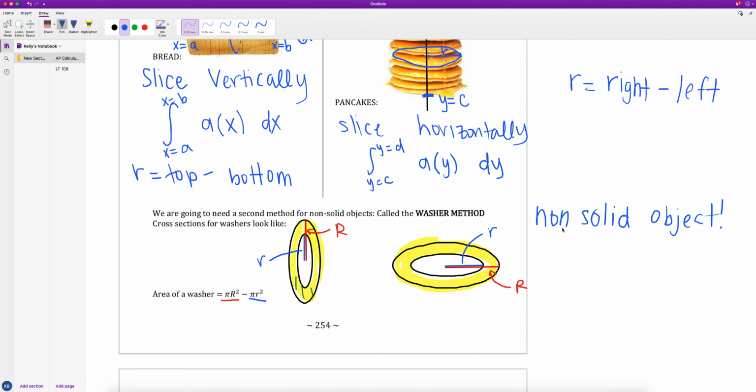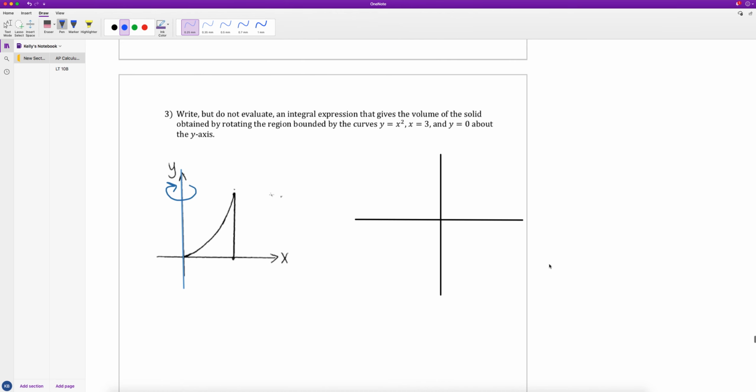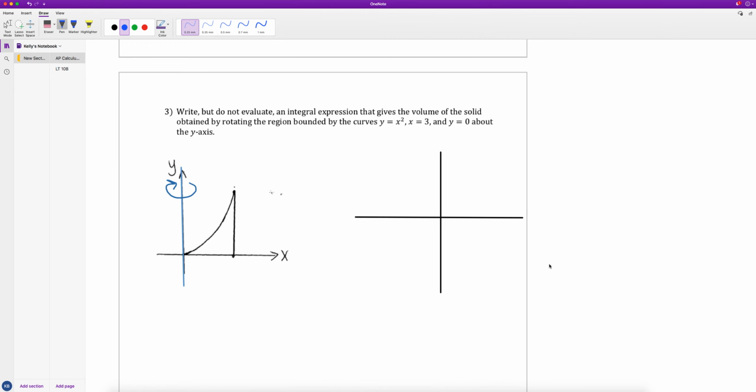So anytime I have a space there. If I have my region that I'm rotating and it's not completely bounded by the axis of revolution, then I'm going to get this in-between, donut-like shape because I'll have a hole going through the middle. Let's look at an example of what one of those graphs would look like for us.